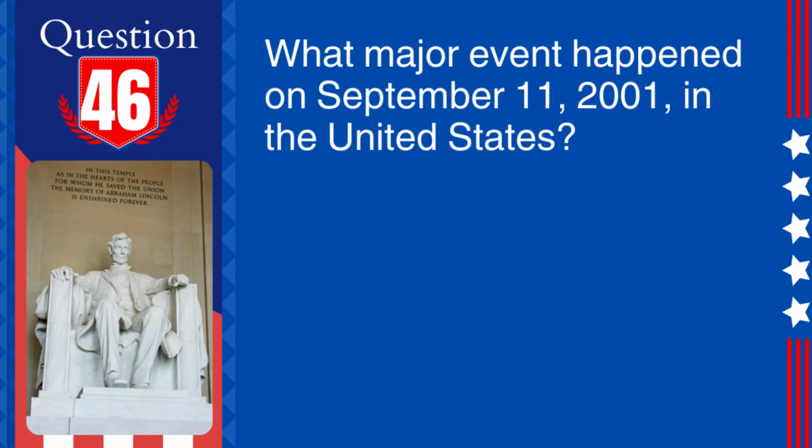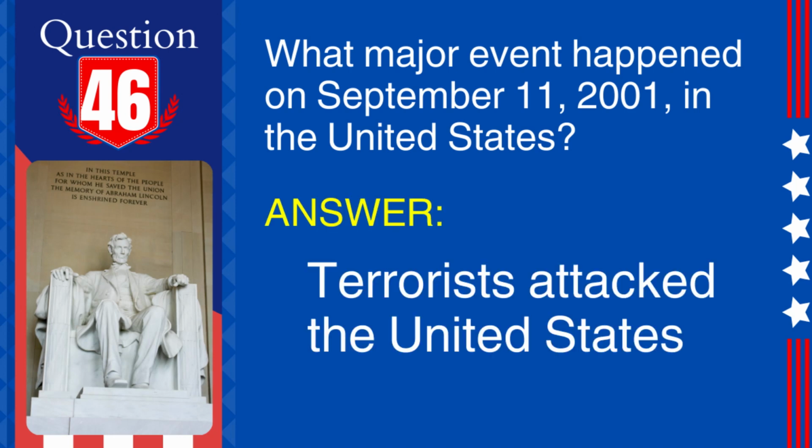46. Question: what major event happened on September 11, 2001 in the United States? Answer: terrorists attacked the United States. Explanation: on September 11, 2001, the terrorist group Al-Qaeda carried out a series of coordinated attacks in the United States, including against the World Trade Center in New York City and the Pentagon.